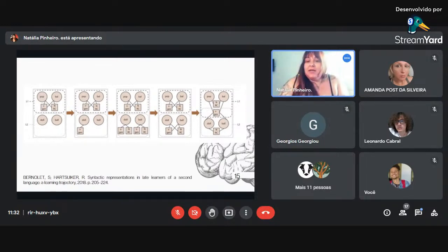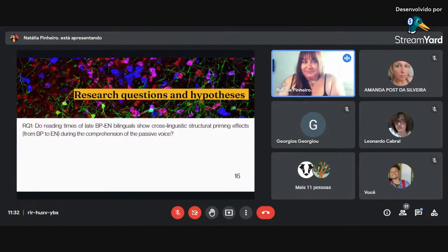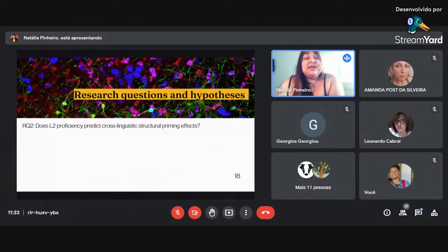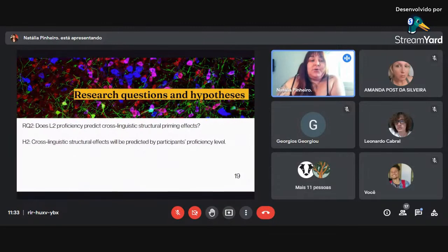And in order to test some of the model's predictions regarding priming effects, our research questions and hypotheses are here. So I'm going to read them to you. Our first research question was, do the reading times of late Brazilian Portuguese-English bilinguals show cross-linguistic structural priming effects from Brazilian Portuguese to English during the comprehension of the passive voice? And the hypothesis being that it did. The second research question, does L2 proficiency predict cross-linguistic structural priming effects? The hypothesis being that the structural priming effects will be predicted by participant proficiency levels.